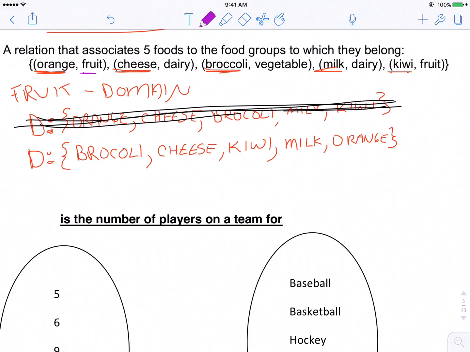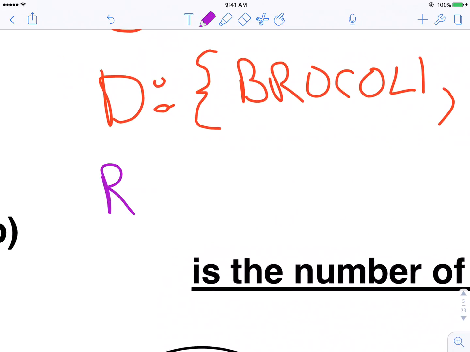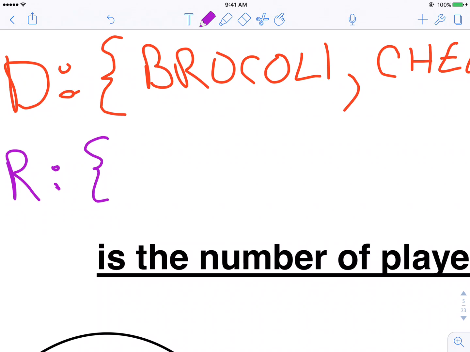Range is the second set in our ordered pairs. You can see we have fruit, dairy, vegetable, dairy, fruit. So we only have 3: fruit, dairy, and vegetable, and we list those out again, also in alphabetical order. R for range, fancy bracket to show this is the set of our range values.